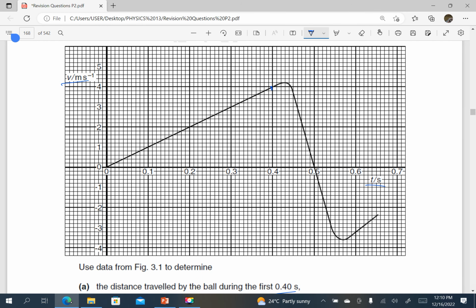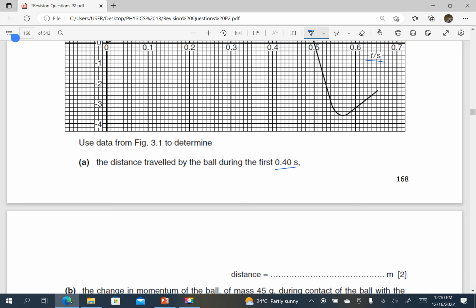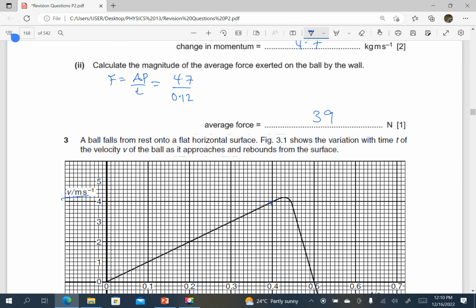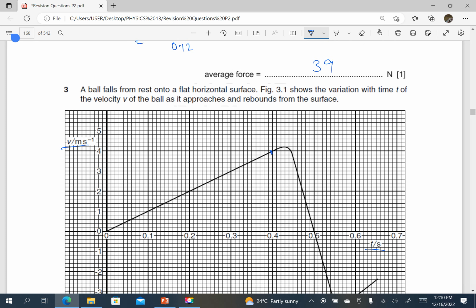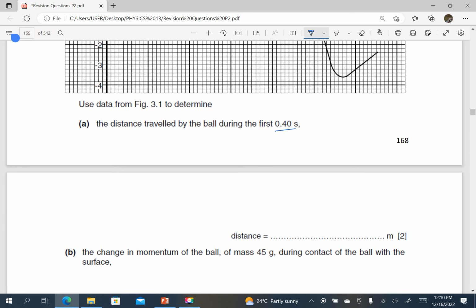Velocity increases up to 4 meters per second. Since initial velocity is 0, I'm going to assume that the motion is uniform. For the first 0.4 seconds, velocity increases uniformly, the acceleration is constant. So equations of motion can apply. I think I'll use V squared equals U squared plus 2AS. At 0.4 seconds, the velocity is 4.0 from the graph, squared. Initial velocity is 0.